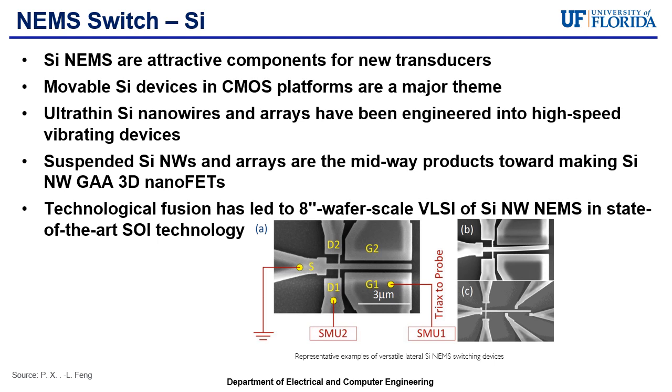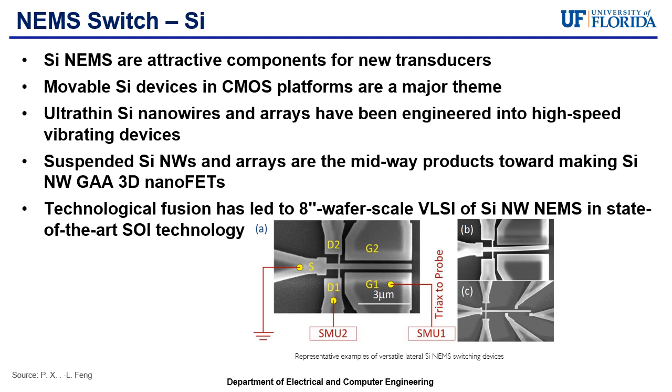In advancements, engineers have successfully engineered ultra-thin silicon nanowires and arrays into high-speed vibrating devices. These devices exhibit impressive characteristics such as high-frequency operation and low power consumption. The application potential for these devices is immense, from resonators to sensors to actuators, enabling the development of next-generation high-performance systems.